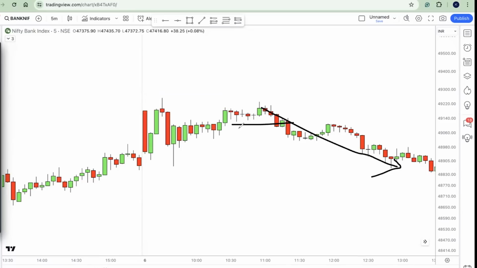And all the liquidity, the stop losses which are there below this range, all the stop losses started getting triggered, and all these buyers got panicked, and big players make profit at the cost of retailers' stop losses.